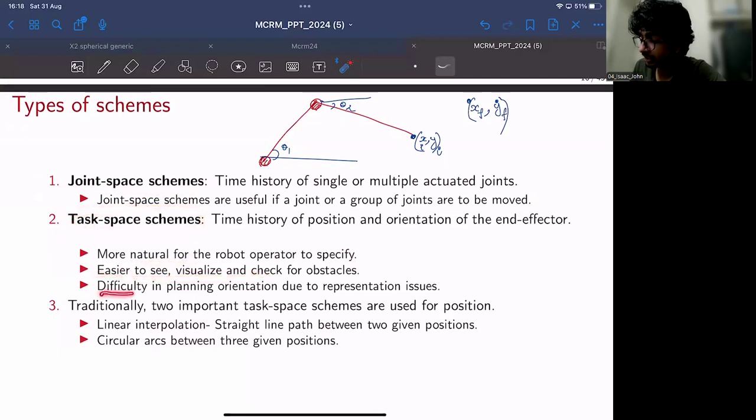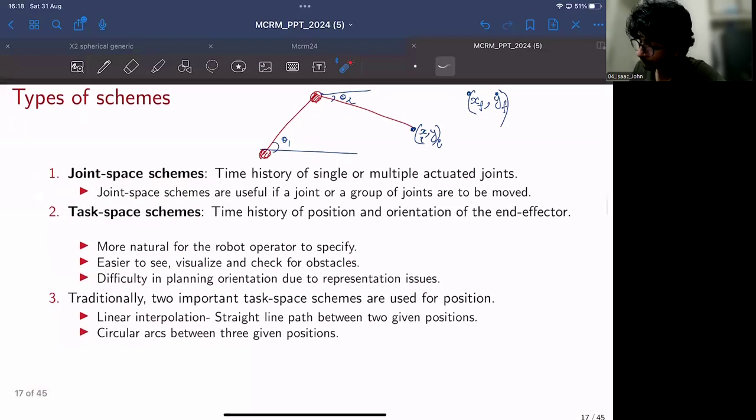And the thing is, it can have some difficulty in planning orientation, because x and y does not really accommodate the orientation in that regard.